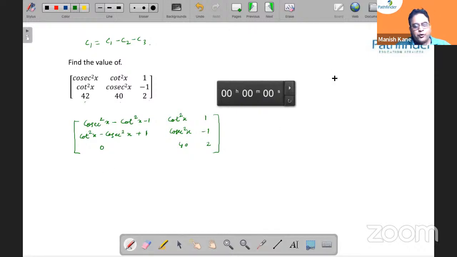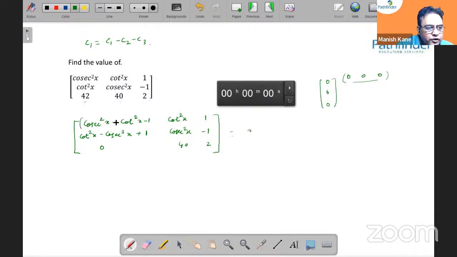So I have told you, to evaluate a determinant, either try to make one row or one column 0. If any row or any column becomes 0, that is, all the three elements are 0 in any row or any one column, the value will be equal to 0.